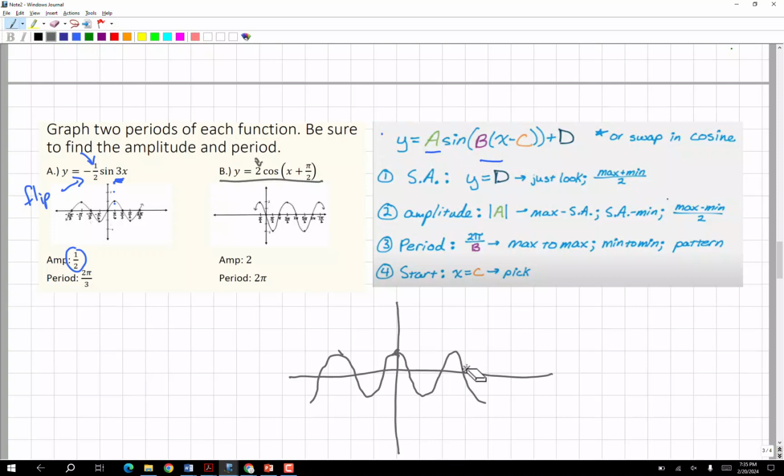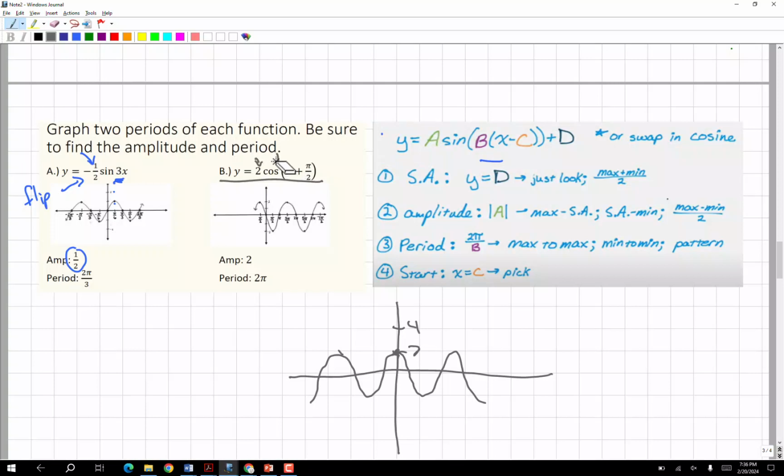Okay. I wish my lines were better, but they're not. So this 2 tells you the amplitude, right? Because it's a 2, it's twice as big as 1. So this is a 2, this is a 4. Okay. So we have cosine x, and then we have plus pi over 2.